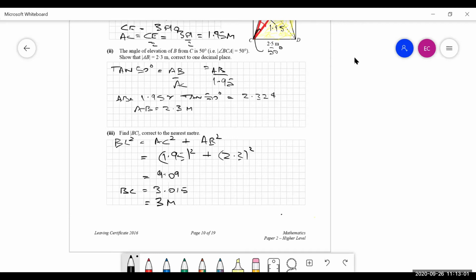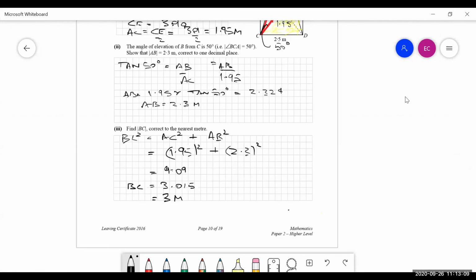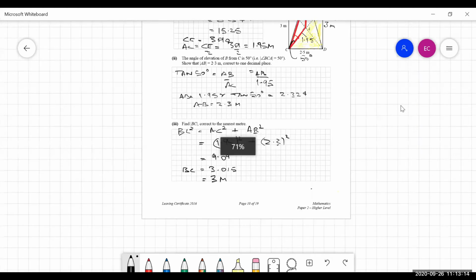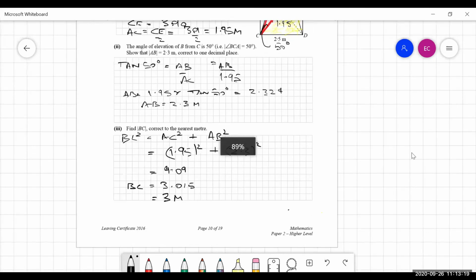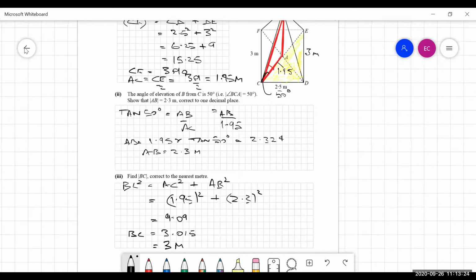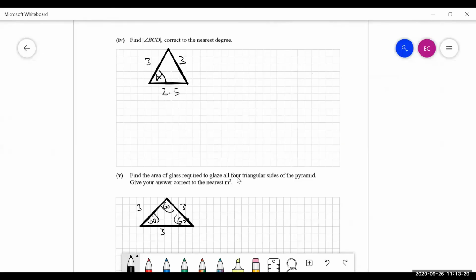So quite an easy part, that. So moving on to the next part. Find the angle BCD correct to the nearest degree.